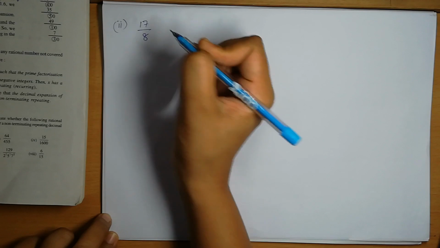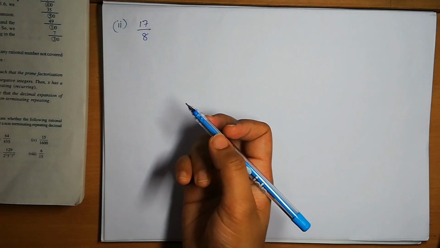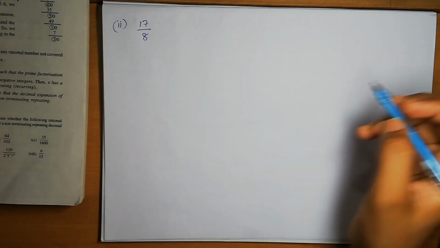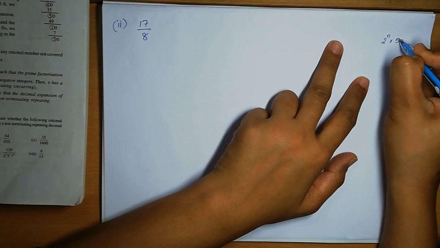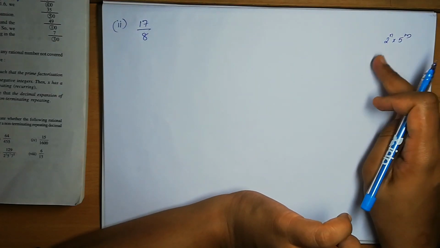17 by 8. This one we need to check if it is terminating or non-terminating. Terminating means the denominator is in the form of 2 raised to n into 5 raised to m. Otherwise, it is non-terminating.